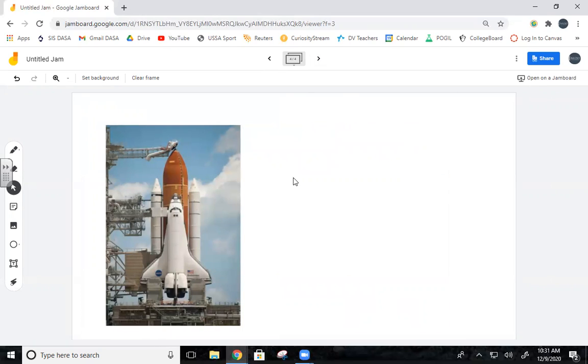So, lithium hydroxide was used on the space shuttle. They needed to know for sure that the carbon dioxide was going to be the limiting reactant. Why? Because you want to make sure that there is enough lithium hydroxide to react with the carbon dioxide so that the astronauts don't die.